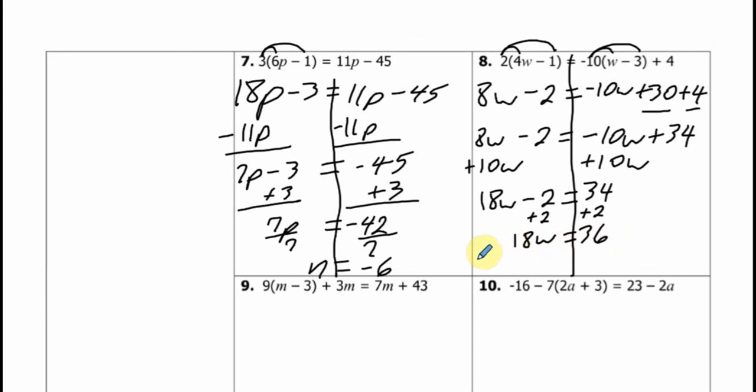I don't really have room to show this last part, but hopefully you guys can tell by looking at that what the next and the last step is going to be, because it's 18 times w. We're going to divide this by 18. 18 divided by 18 is 1, so you have 1w equals, well, if I divided this side by 18, I have to divide this side by 18. 36 divided by 18 is 2.